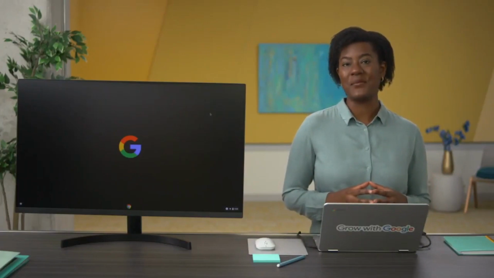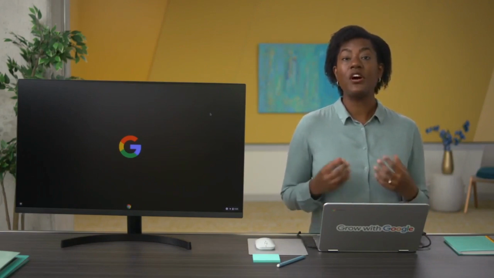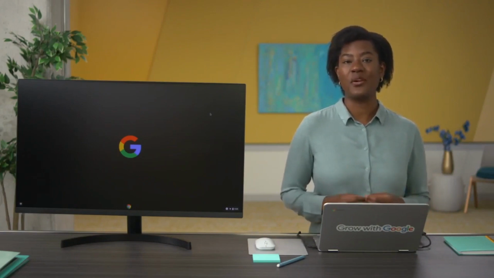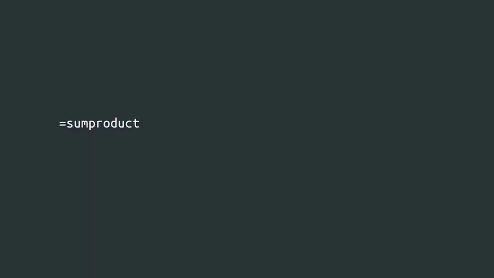The SumProduct function is also one of those tricks that analysts come across either on their own or from another source. You can also think of it as a shortcut for doing more complex calculations. We'll show you how SumProduct works and when you might use it to make your work life simpler. SumProduct is a function that multiplies arrays and returns the sum of those products. And here's what the SumProduct formula looks like.